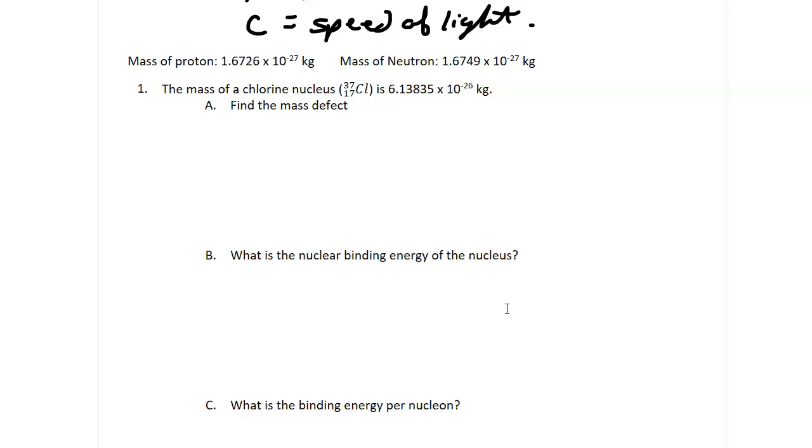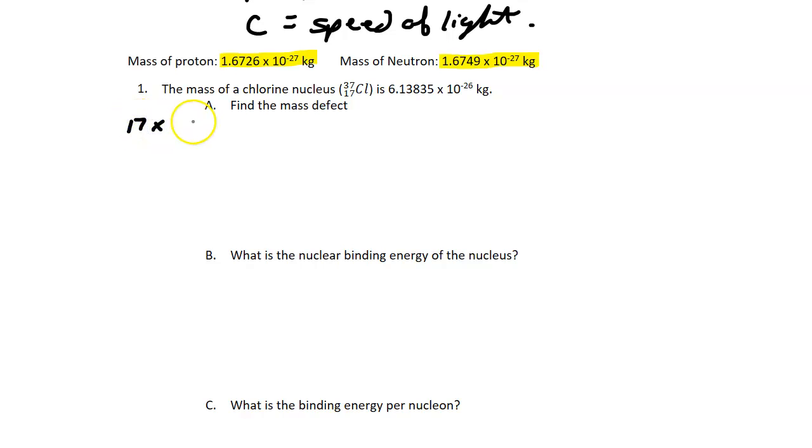So let's take a look at what this looks like here. Now, the mass of a proton and the mass of a neutron to 5 significant digits are given here: 1.6726 times 10 to the negative 27 kilograms for the proton, and 1.6749 times 10 to the negative 27 kilograms for the neutron. So this chlorine nucleus, 37/17 Cl, will have 17 protons.